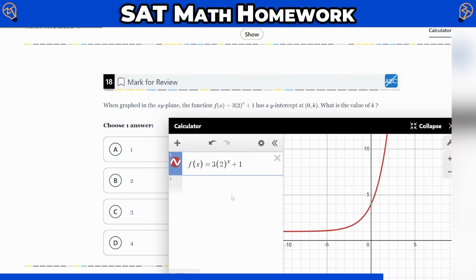So we'll go ahead and type this in. And then notice we're looking for when x is 0, what's y? And they actually highlight that for us because a y-intercept is a key characteristic. So we can see it right here. The y-coordinate is 4. So again, the correct answer is D.